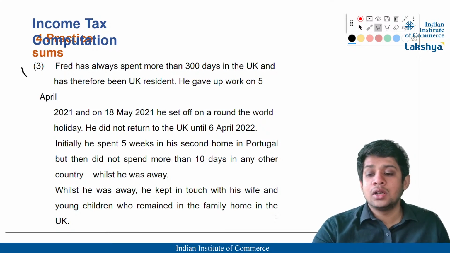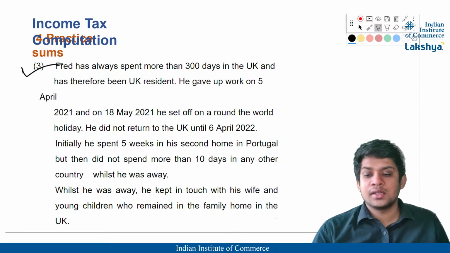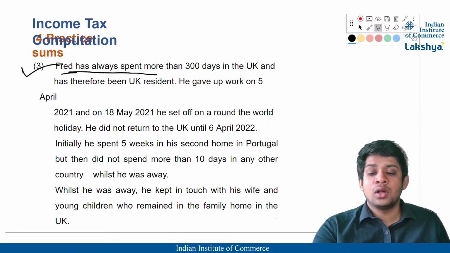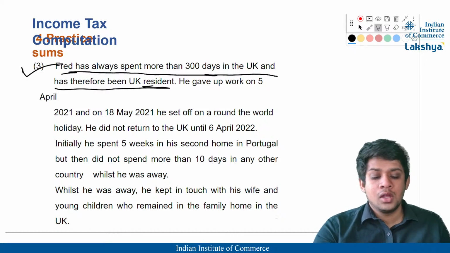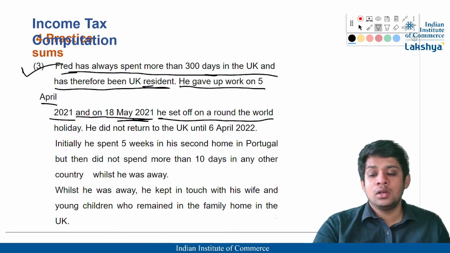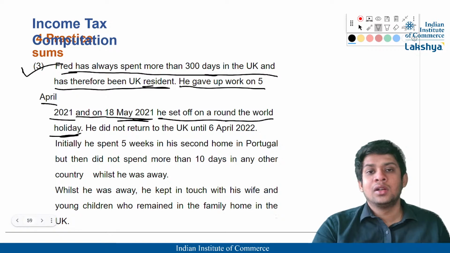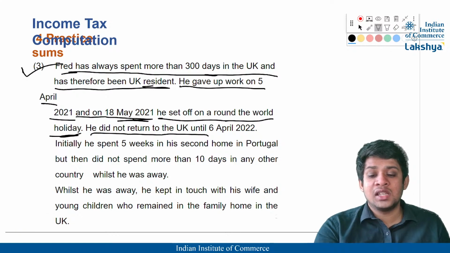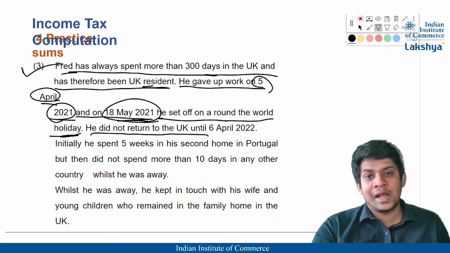Okay. Now the last question to understand the UK ties. Okay. Fred has always spent more than 300 days in UK and has therefore been UK resident. Okay. So that means previously he was a UK resident. He gave up work on 5th April 2021 and on 18th May 2021 he set off on a round the world holiday. So that means he actually left for a worldwide trip. He did not return to UK. So that means he was in UK from 5th April 2021 to 18th May 2021 during the tax year. Correct?